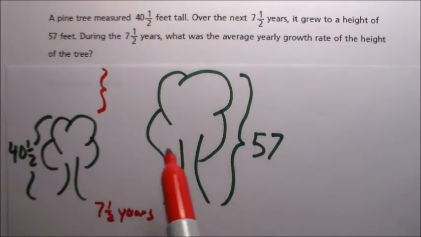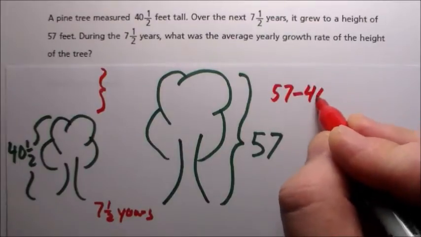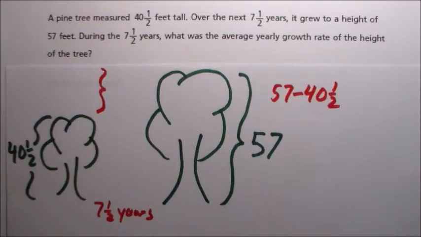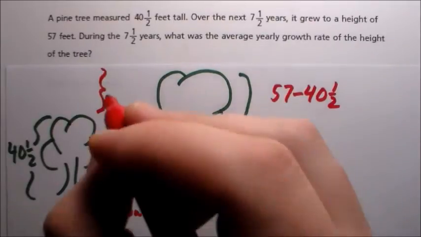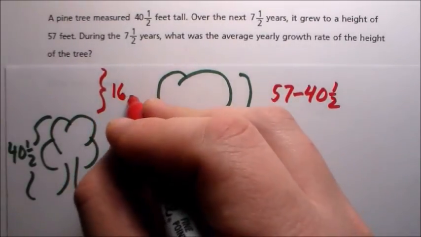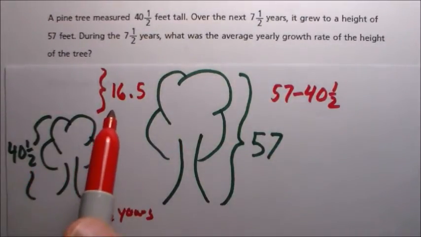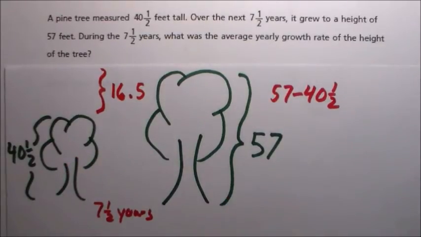That would be the difference between 57 and 40.5, or 57 minus 40.5. If you want to turn that into a decimal, you can, or if you want to just do it with fractions and mixed numbers, you can. You're going to get 16.5. 40.5 plus 16.5 gets you to 57. So however you want to do that, 16.5 is the difference between the tree as it once was and the tree 7.5 years later.